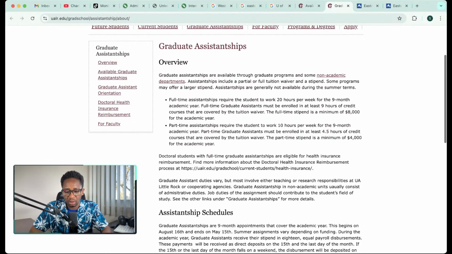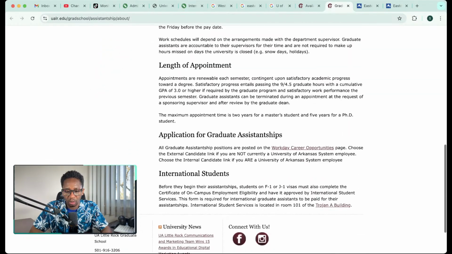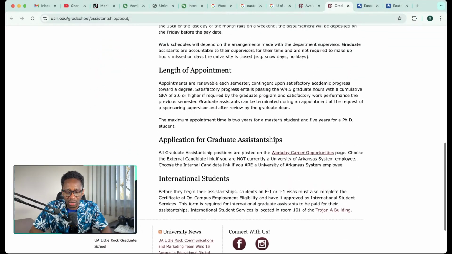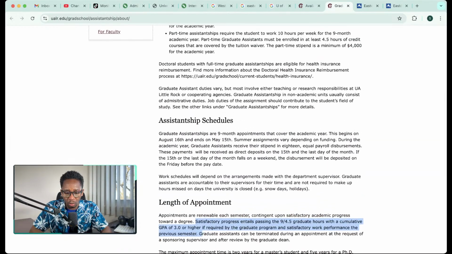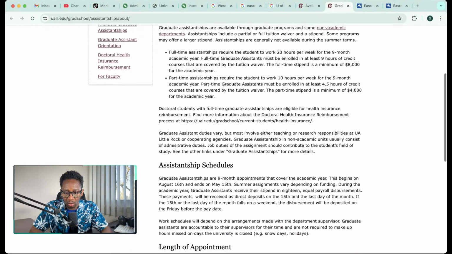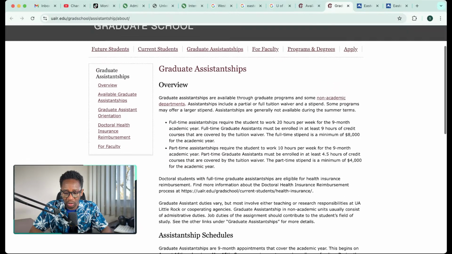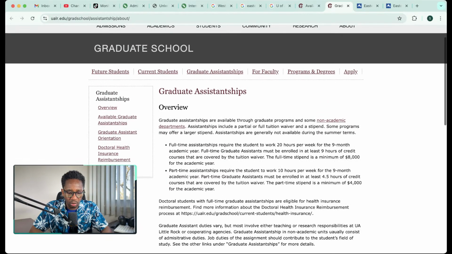Yeah, that's the thing about these things. You have to keep going around. So the assistantships, this one is based on if you want to keep your assistantship, right? You need to have at least a 3.0 if you want to keep your assistantship. But that is not what we want to see, which is what you need to get into it. That is not here, right?